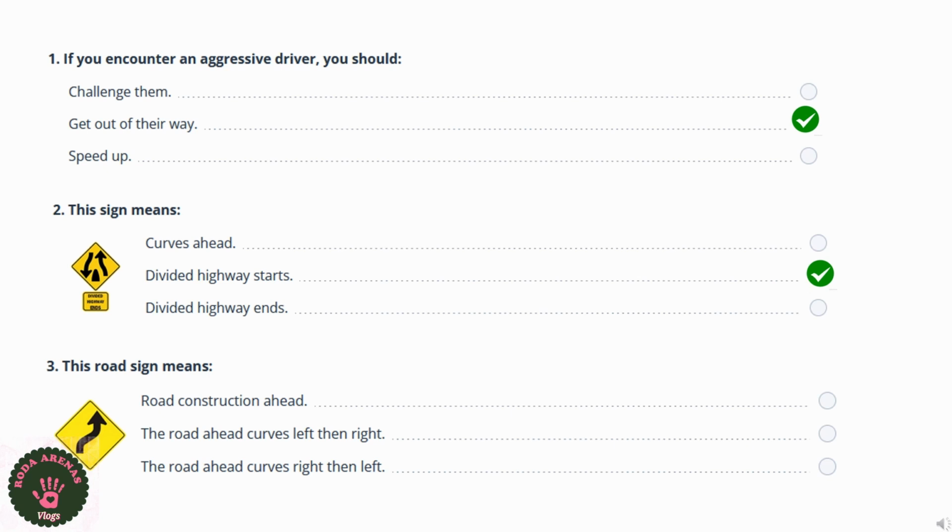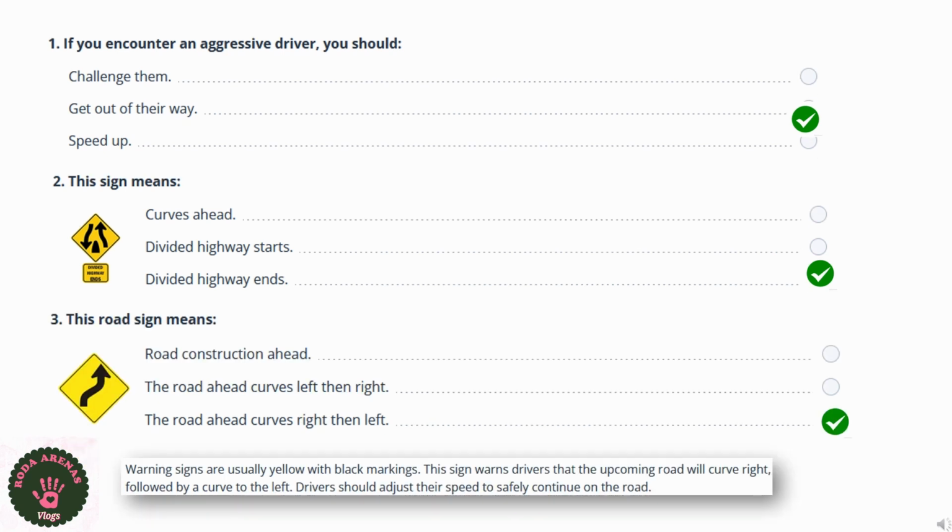This road sign means road construction ahead, the road ahead curves left then right, the road ahead curves right then left. The correct answer is the road ahead curves right then left.